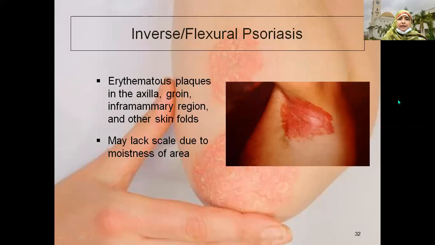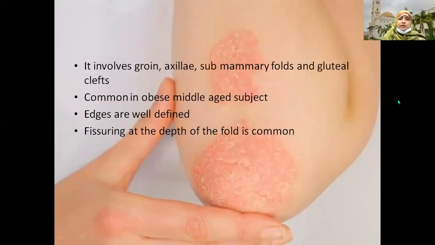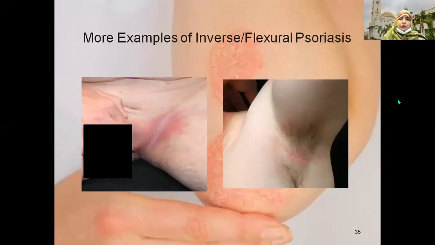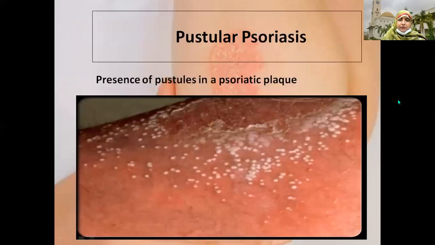You can see erythematous plaques in the axilla and lack of scaling because of moistness of the area. It is more common in obese, middle-aged subjects, and the edges are again well-defined, like in plaque psoriasis, and there might be fissuring at the depth of the fold. That is again because of rubbing and maceration. Here's the inframammary area, the groin, and the axilla. This is inverse psoriasis. Then another type is pustular psoriasis.